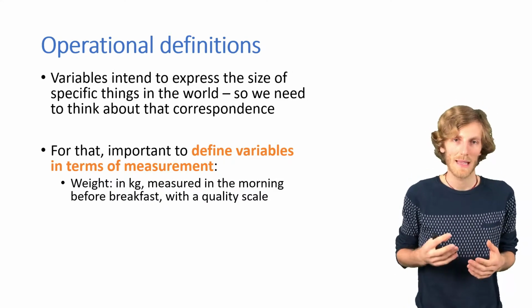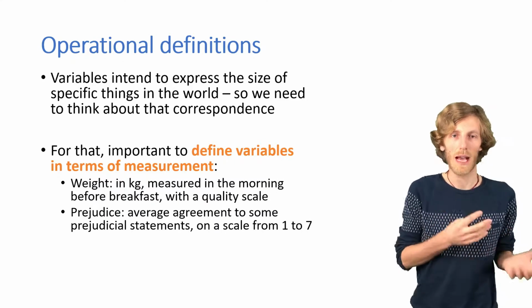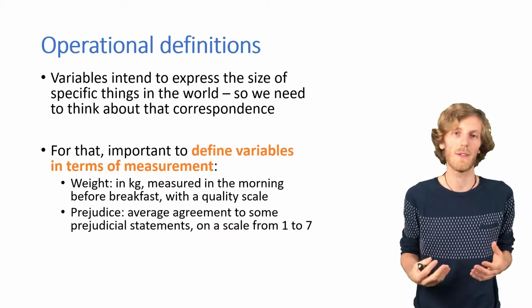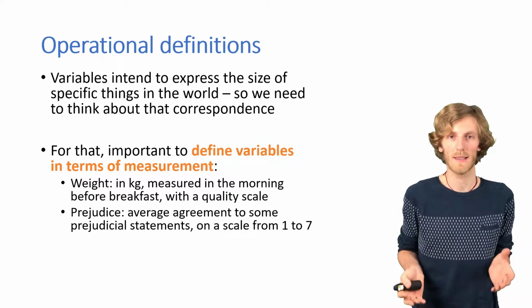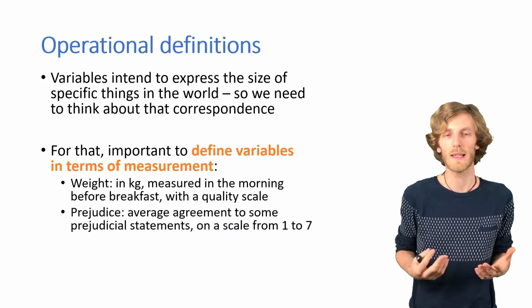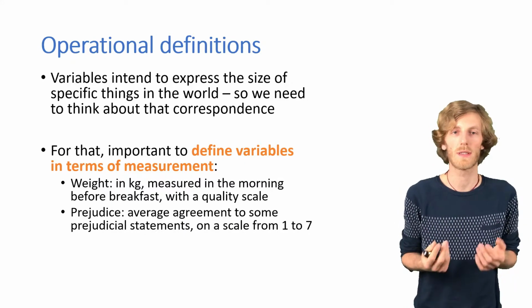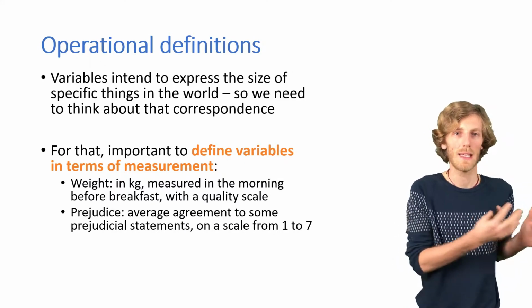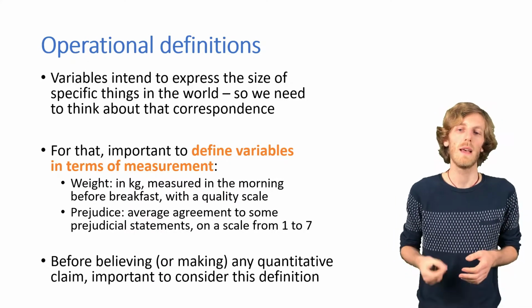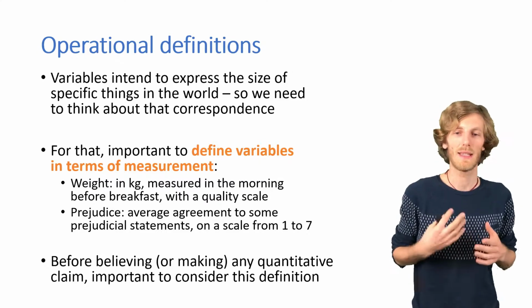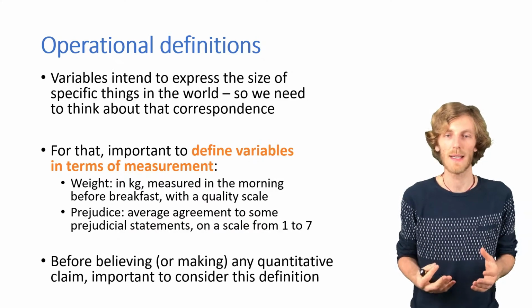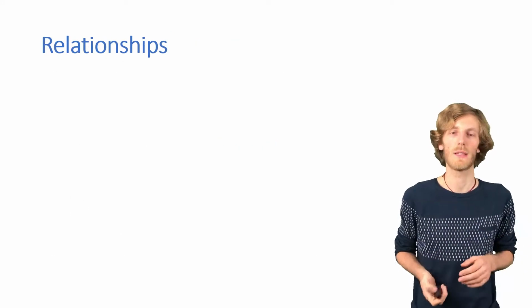For some variables, there might be many more debates about how we can actually measure them. So if we want to measure prejudice, we might want to say for our study we take the average agreement with a range of prejudicial statements. And that's the way a lot of quantitative research is done, but in that research it becomes even more important for us to think, do we actually believe that these numbers correspond to the thing in the world that we're trying to measure? So before believing or making any quantitative statements, it's important to consider these definitions. It's important to consider how things were actually measured and if that corresponds to the thing that was supposed to be measured.